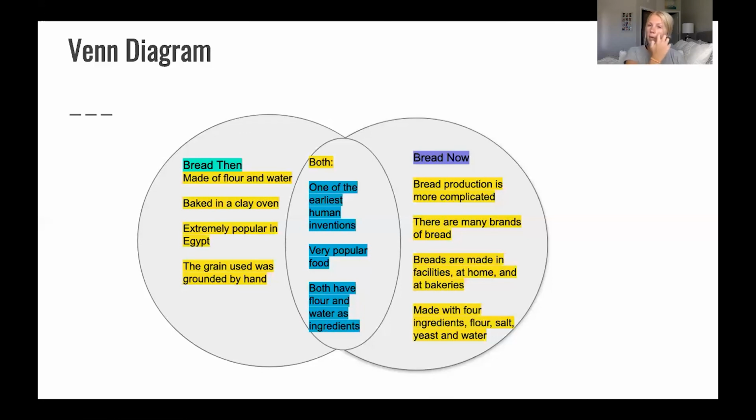If you need to take a moment to pause the video and write in any information you might be missing from your Venn diagram, go ahead and take that time to do so.